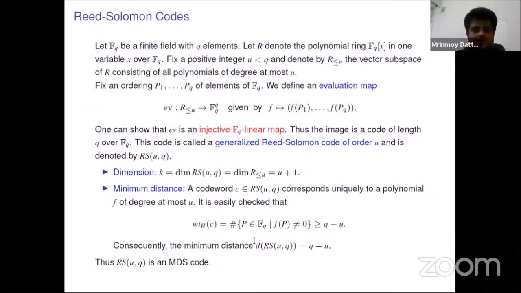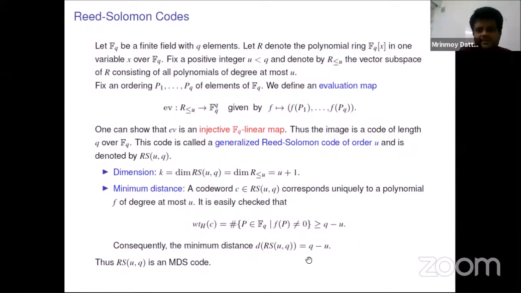And we know from maybe our first year BSc mathematics that if you have a field, and if you have a polynomial in one variable of degree at most d, and the polynomial is non-zero, then it cannot have more than d zeros. So that means the weight of a code word is bigger than or equal to q minus u. And you can also easily produce polynomials of degree u, which will have exactly u many zeros and consequently q minus u many non-zeros. So the minimum distance of the code is equal to q minus u.